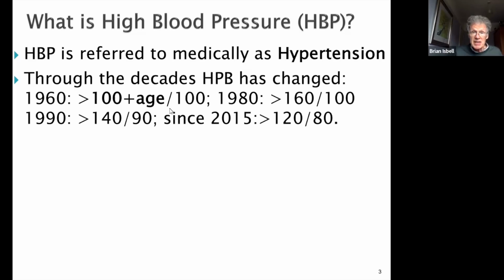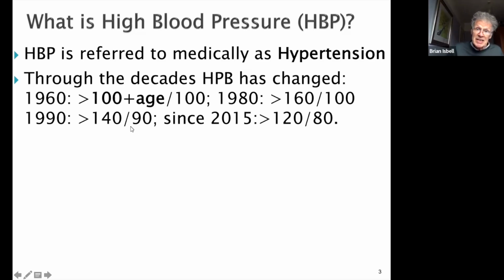In 1980, for example, it was deemed that a high blood pressure would be, remember this little V on its side means greater than, greater than 160 over 100. So back in 1980, in medical schools, when they were learning about blood pressure, they would have learned greater than 160 over 100 is high blood pressure.